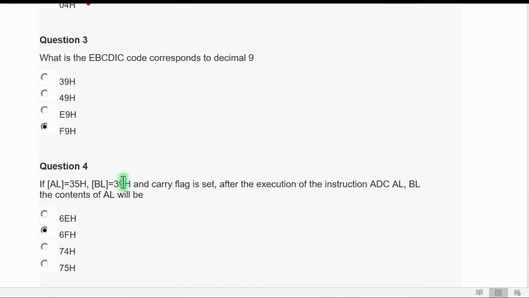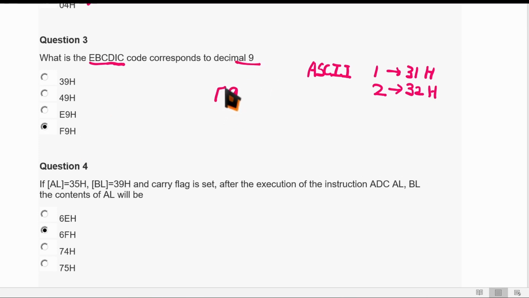Now let us see question 3. What is the EBCDIC code corresponding to decimal 9? We know that in the case of ASCII, the number 1 will be indicated by 31H. Just 3 will be added in the second digit. 2 will be represented by 32H. So like that, up to 9 you can have 39. But in the case of EBCDIC code for decimal number 9, you will just add F before that. So the code for 9 in EBCDIC form is F9.